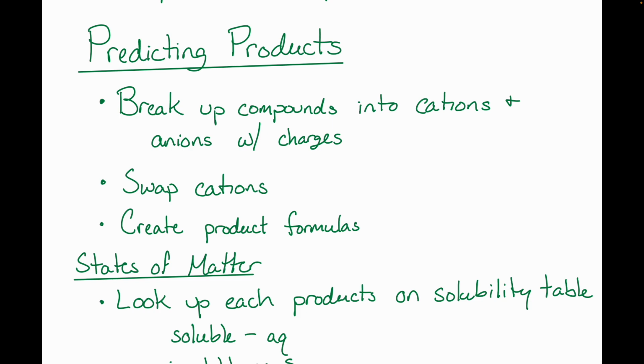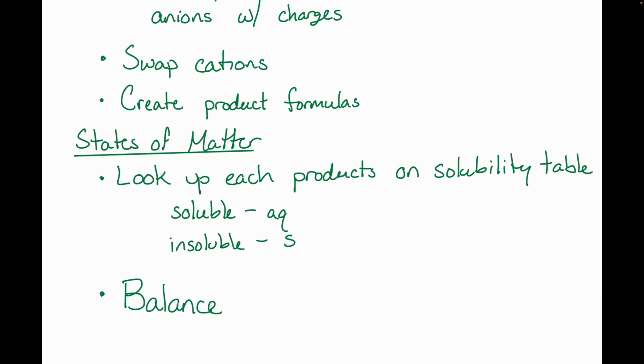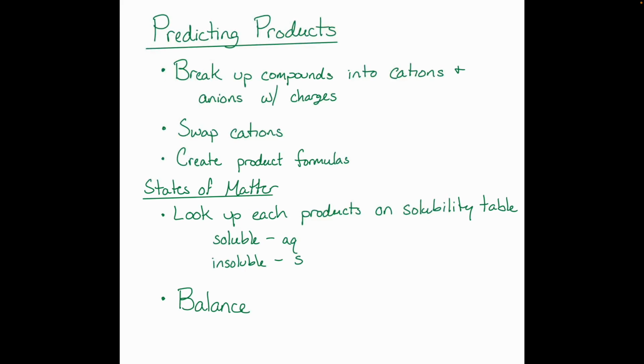Then you'll swap your cations and create your product formulas. From there, you've done the hard part. Now you just need your states of matter. You'll look those up on your solubility table and then finally balance that chemical equation.